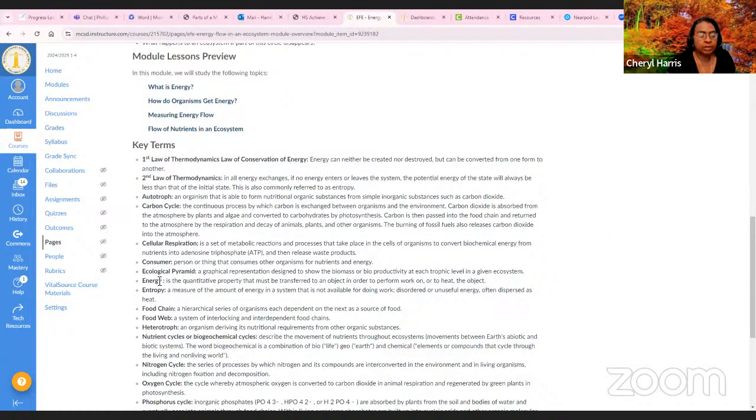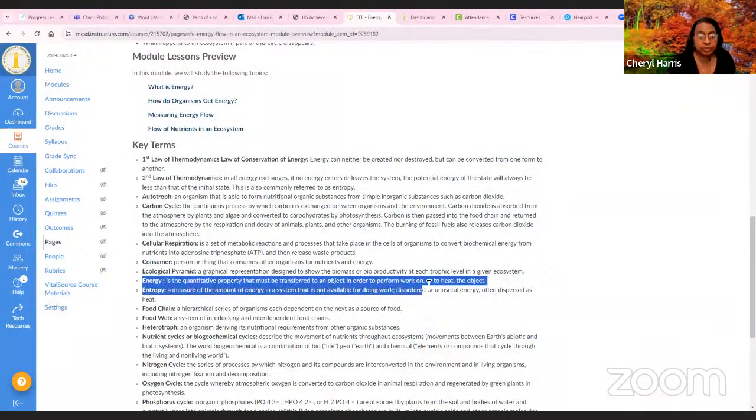Okay, they've got a real fancy definition for this. But it's the ability to do work. And it says a quantitative, that means that you can measure it, of how much of something can be transferred from one object in order to perform work or heat on another object.